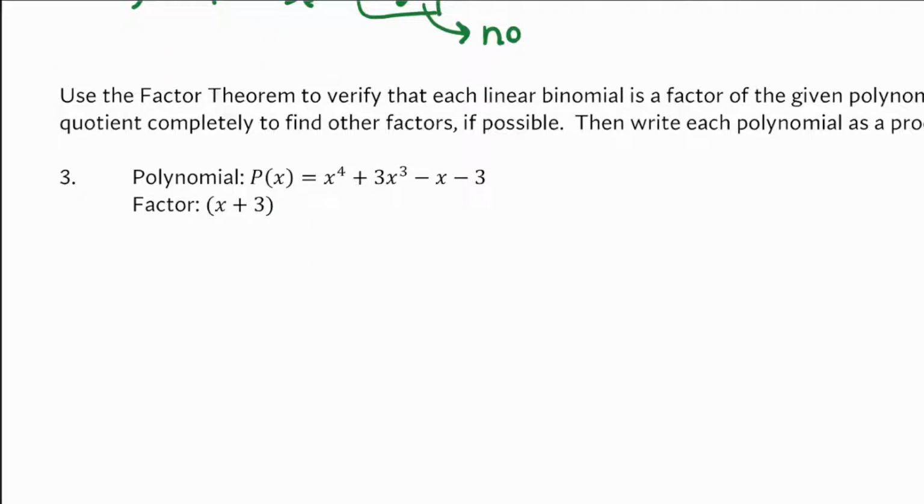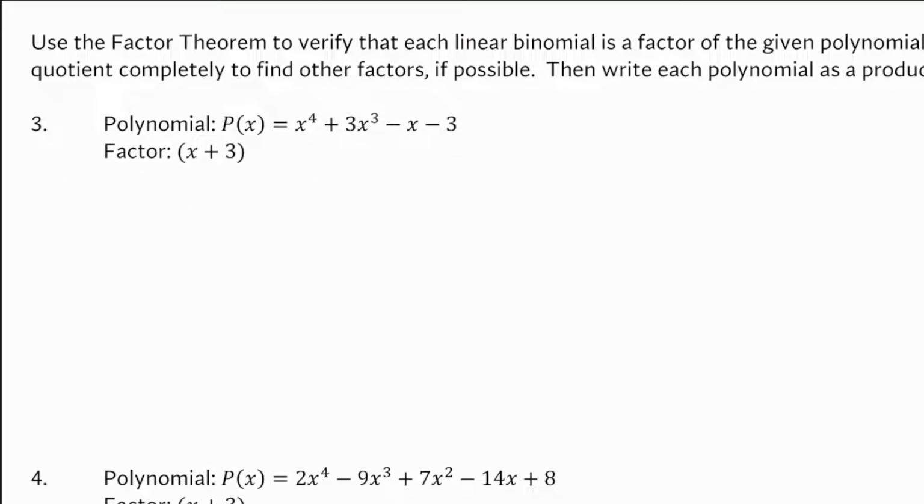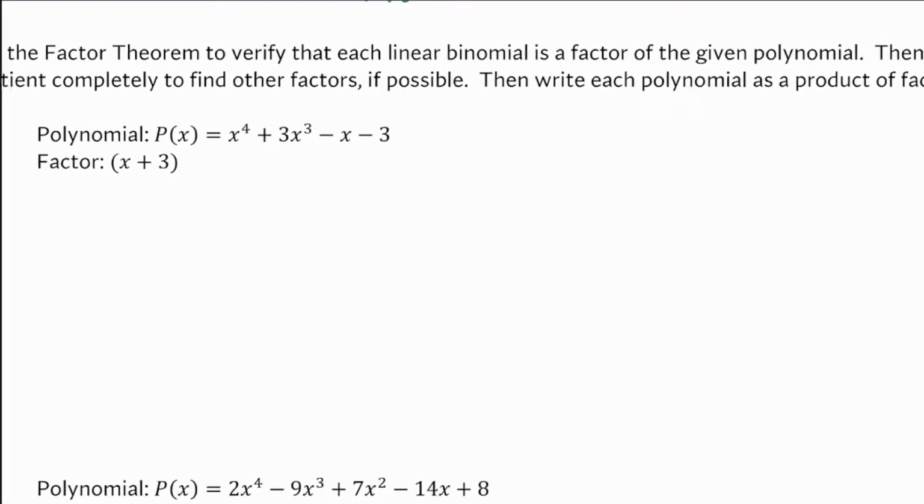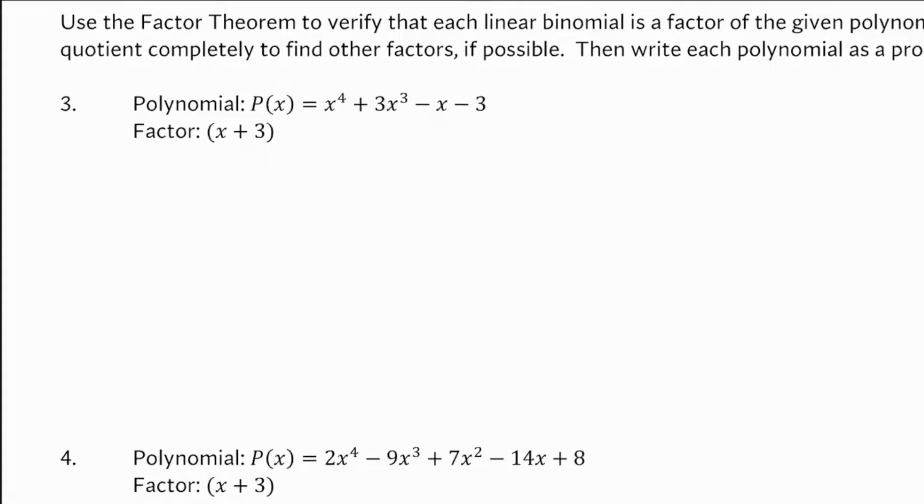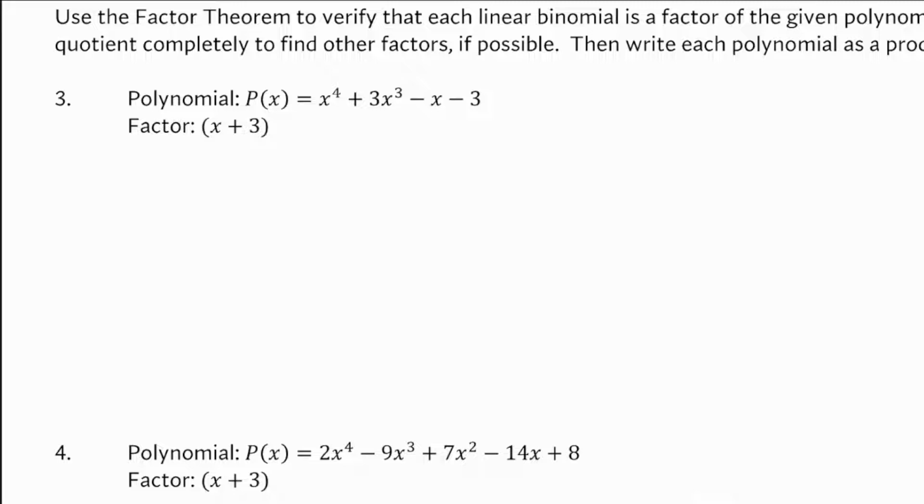Okay, number 3, use the factor theorem to verify that each linear binomial is a factor of the given polynomial. Then we're going to just find the other factors if possible. Which I have a feeling is going to be possible. So I'm going to say, all right, the first factor is x plus 3. Now I'm looking at this and I can already factor this with group and factor. But if you don't want to factor it with group and factor, no big deal. I'm going to use synthetic substitution since that's kind of like the new flavor of the day.